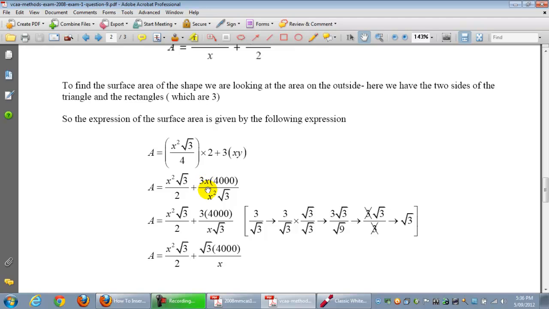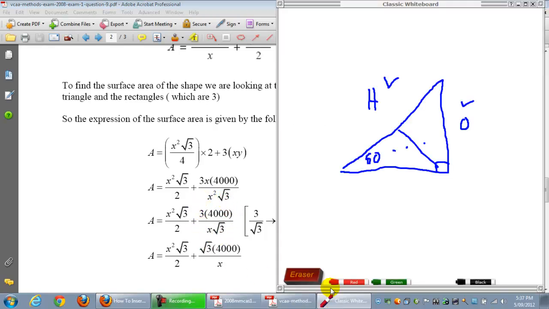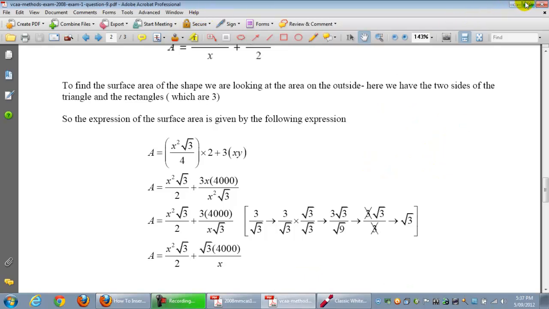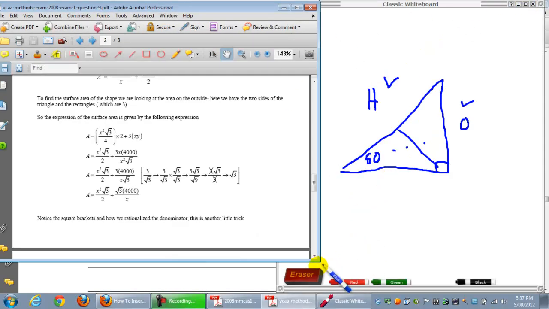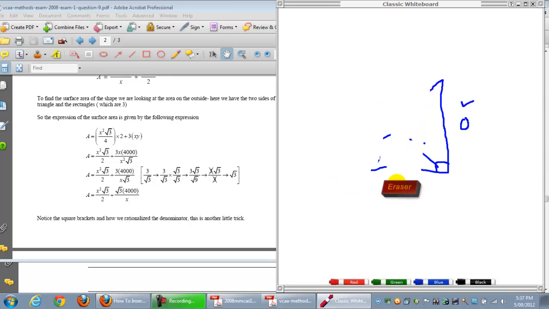Now notice the 3x over the x cancels out. It becomes x squared root 3 on 2 plus 3, 4000. Now I'm not multiplying out, I'm just leaving it as x over 3. Now, what have I done here? I'm just looking at this part here, and I'm going to minimize it so you can see it. So I have rationalized the denominator.